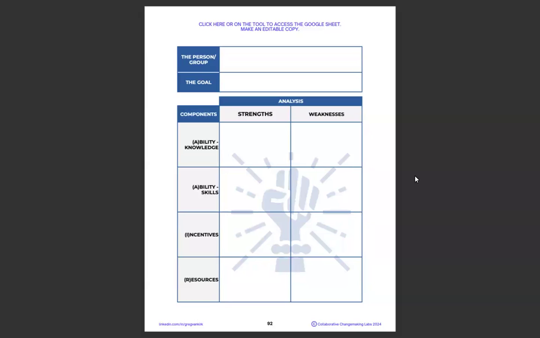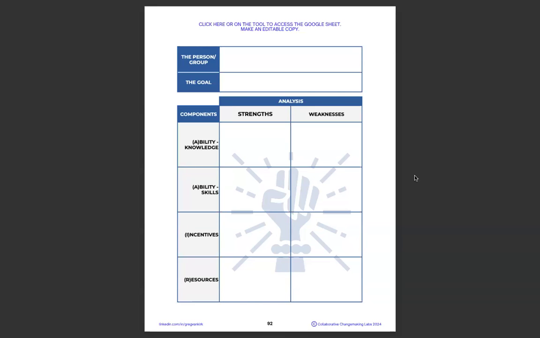And then we have on the left-hand side here the components in that first column. So we have our ability, knowledge, ability, skills, incentives, and resources. And then the analysis: strengths. So you might want to start at the top and say, okay, ability, knowledge. Where does this person or where do these people have strengths in their knowledge to help them achieve the goal? Where's something that's a strong suit there? Knowledge that they possess is going to help them to achieve it. Then we go to skills. What skills do they have that will help them to achieve the goal? What are their incentives to achieve the goal? What are the resources that they have to achieve the goal? Always starting with strength, starting with an asset frame.